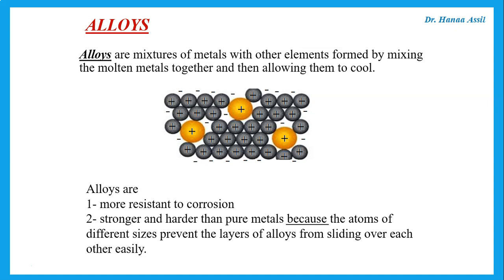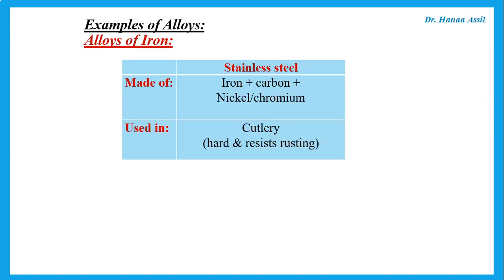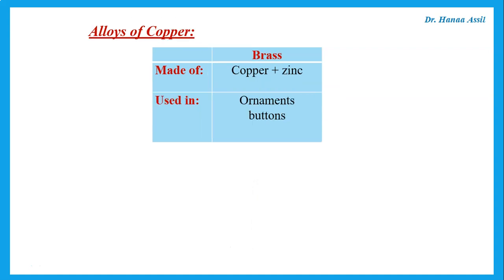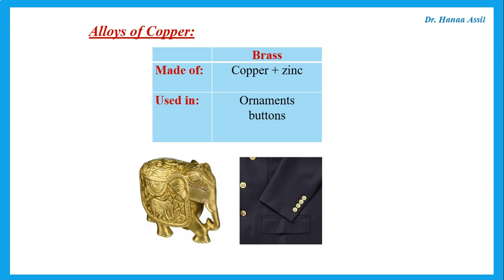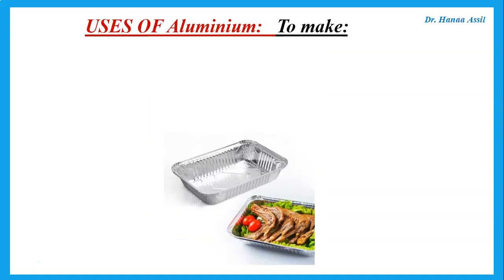Remember, we said metals are layers of positive ions surrounded by a sea of delocalized electrons. But if we have atoms or positive ions of different sizes, then the layers cannot slide over each other easily. Examples of the use of alloys, we have stainless steel, which is iron plus carbon plus nickel or chromium, and this is used in cutlery because it's hard and resists corrosion or resists rusting. An alloy of copper is brass, and brass is copper plus zinc, and it's used for ornaments and buttons.